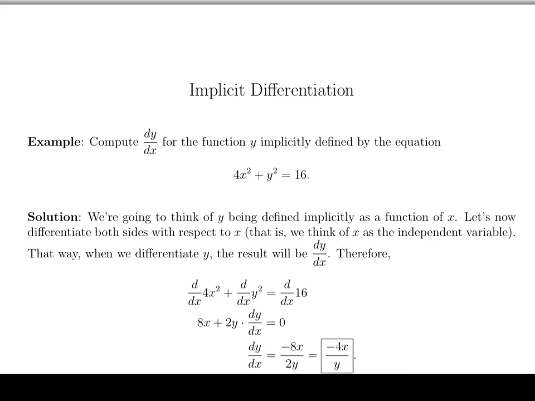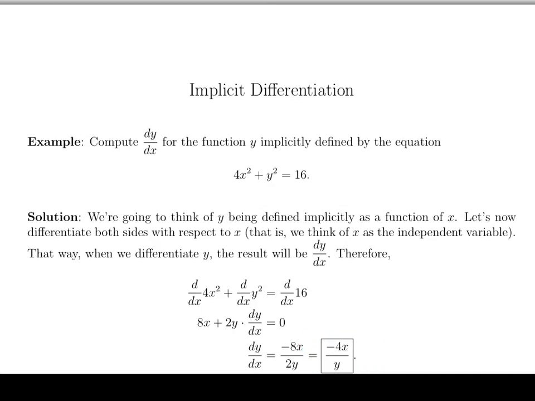If we go ahead and solve for dy by dx, we can move the 8x to the right-hand side and then divide by the 2y, and simplified, we get this expression here. So that's our answer. That's the derivative of y with respect to x. If you give me a point on that ellipse, the x and y point, and we plug it into this equation, then it's going to tell us what the slope is at any particular point.